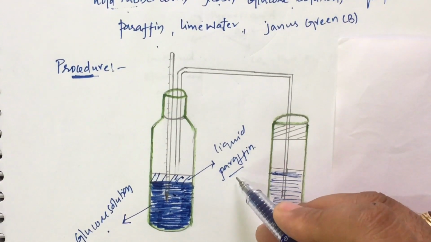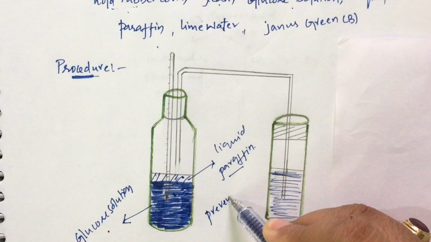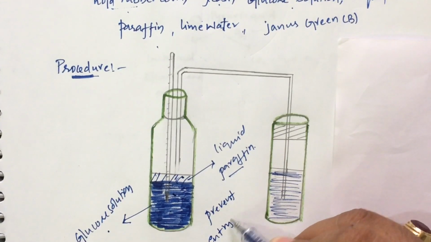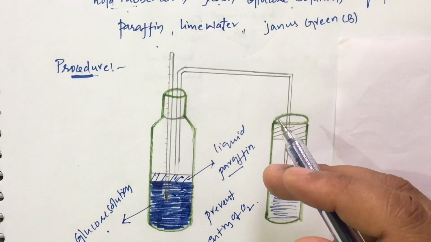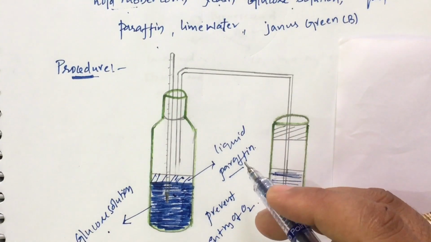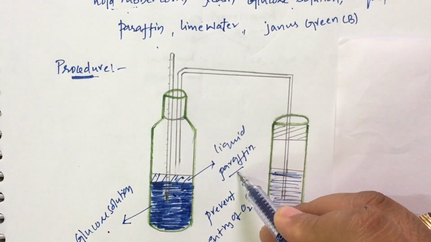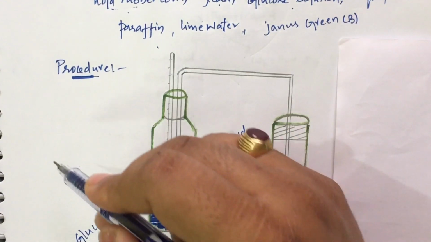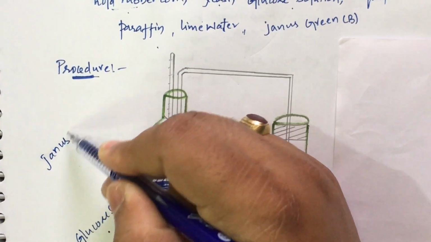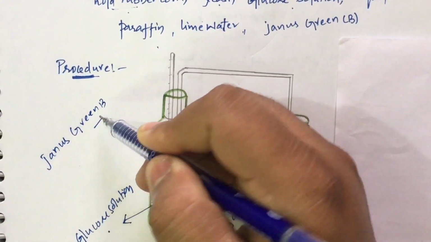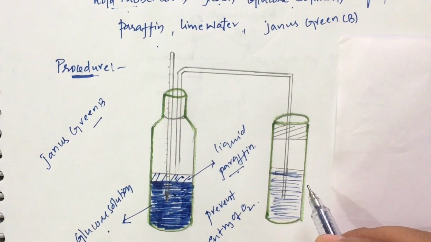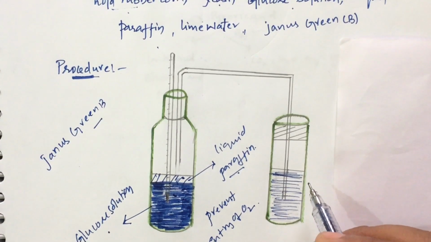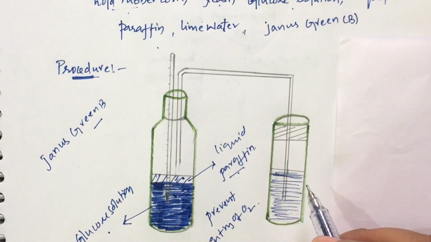So what is the use of this liquid paraffin wax? It prevents entry of oxygen. Okay, if you want to check whether the oxygen has been removed from the mixture or not, then before pouring liquid paraffin wax, add a few drops of Janus green B. So this is the solution. It turns pink when oxygen is in short supply. So that is how you check whether the oxygen has been removed or not.